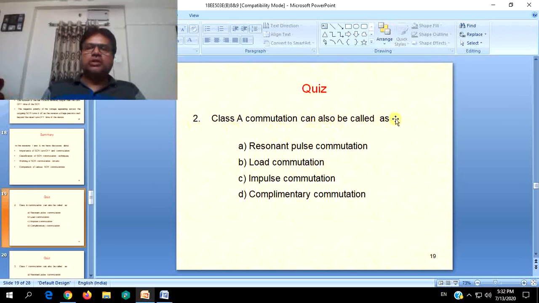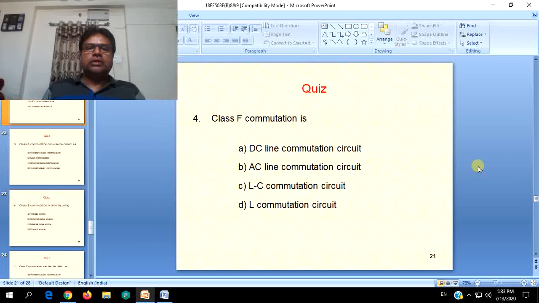Class A commutation can also be called as load commutation. This commutation will also imply resonant commutating components with the load, but the actual turn off will be due to the underdamping nature. There will not be any sort of resonating pulse. So Class A commutation is called as load commutation, but don't get confused with resonant pulse commutation. The answer is load commutation.